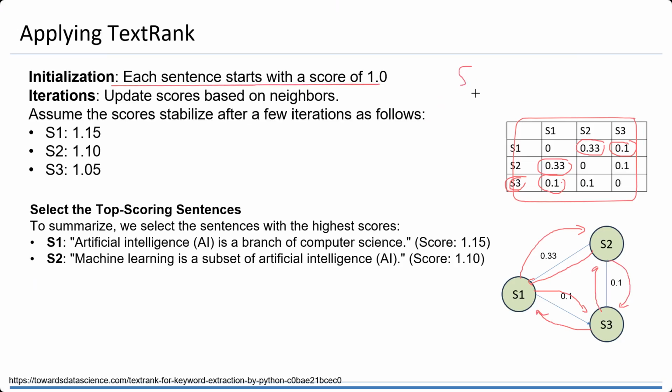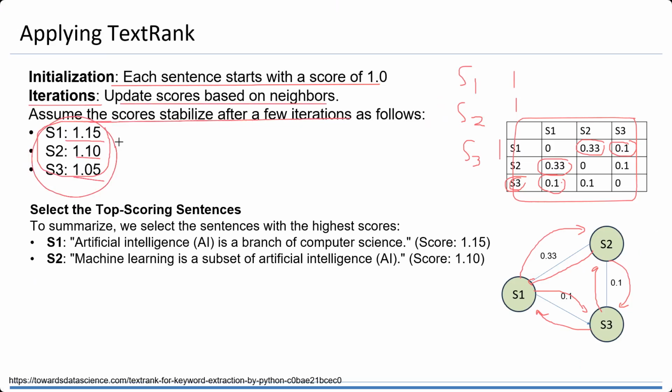The initial value of S1 is 1, the initial value of S2 is 1, and the initial value of S3 is 1. Then you can do the iteration. We can do several iterations and update the score based on the neighbors. For example, after several iterations, we get the final scores like 1.15, 1.10, 1.05.